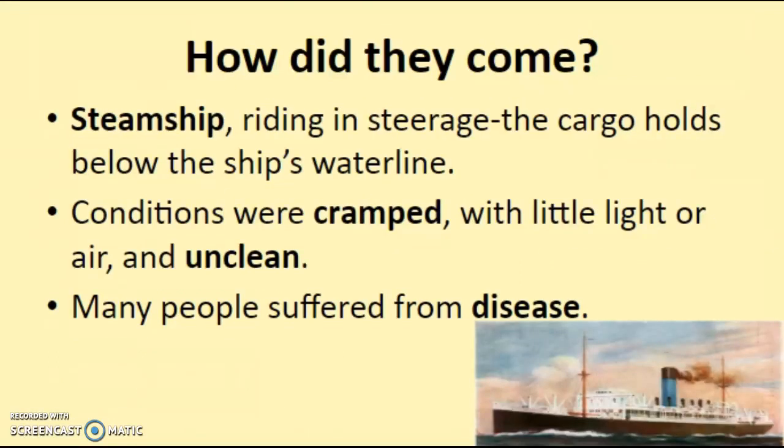All right, so how did they come? Steamship, riding in the steerage, the cargo holds below the ship's waterline. Conditions were cramped with little light or air and very unclean. Many people suffered from diseases. So in the 1800s, the voyage was 2 to 3 weeks. In the 1900s, the voyage was about 1 week because they had more powerful steamships.